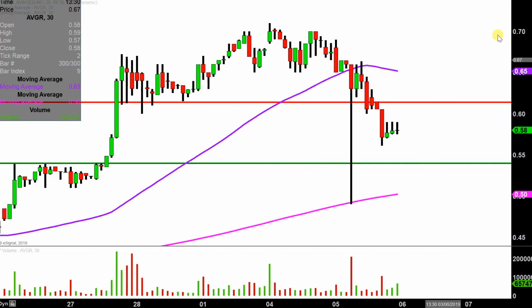So keep an eye on these overall levels. Shaky day to day. We'll see if the bulls can get things turned around or not.